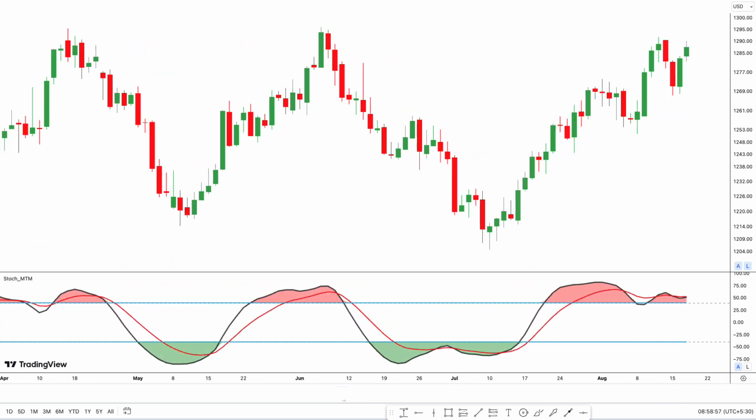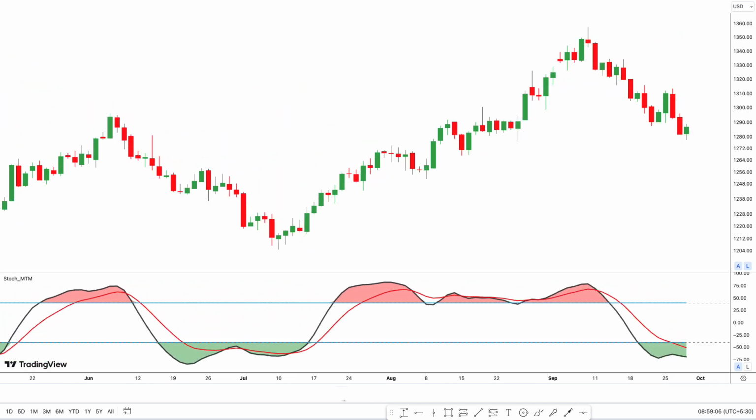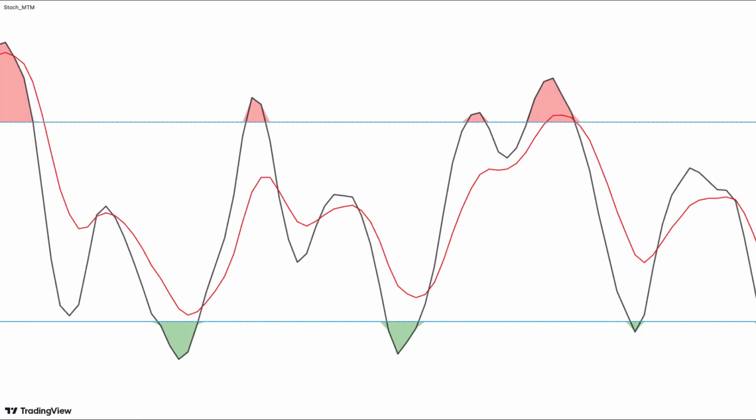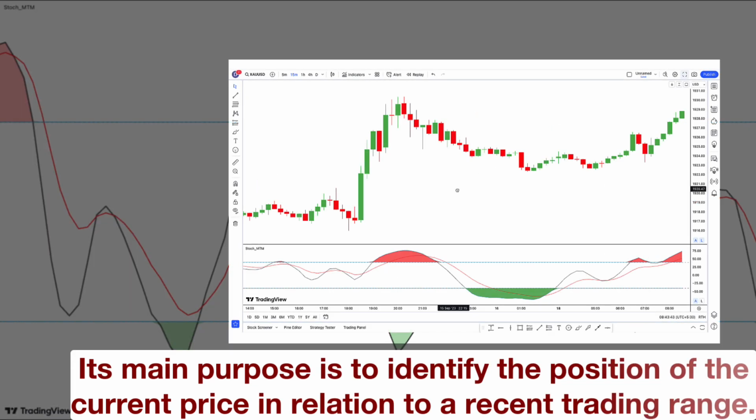Now, this indicator is made up of very few components. Let's go over them real quick. This black line right here is called the stochastic oscillator. Its main purpose is to identify the position of the current price in relation to a recent trading range.